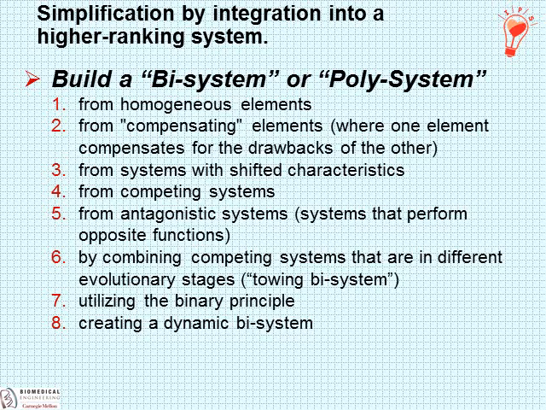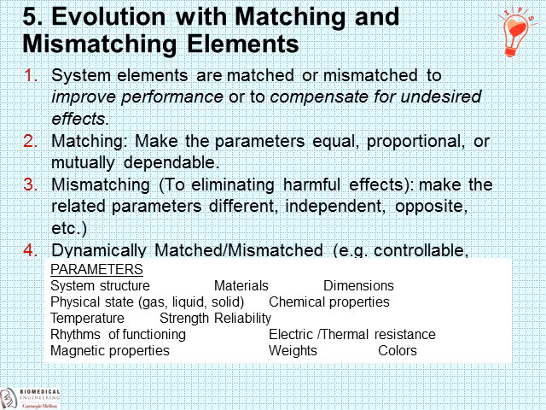In the textbook, they go into great detail introducing this concept of a bi-system or polysystem. And I'm likewise not going to go into great detail here. You can read it for yourself and apply the principle as you see fit, either in your term project or in your future career as you are pressed to try to innovate and improve and evolve a product into its future generation. The fifth line is called Evolution with Matching and Mismatching Elements.